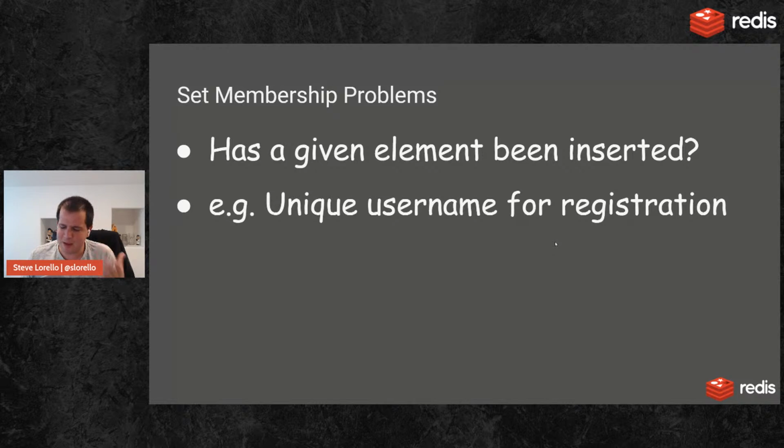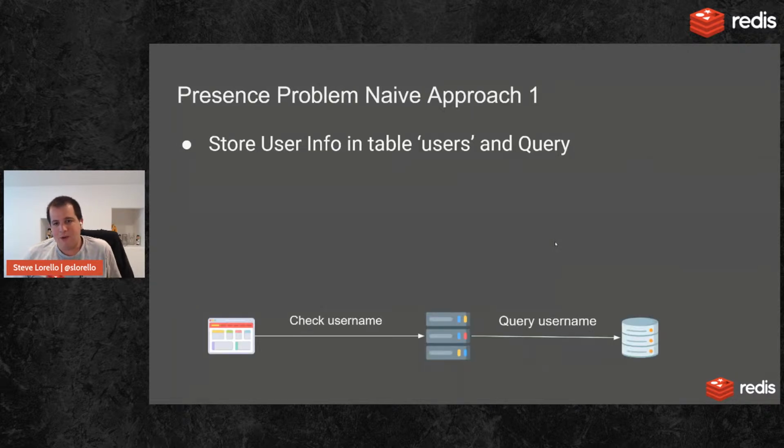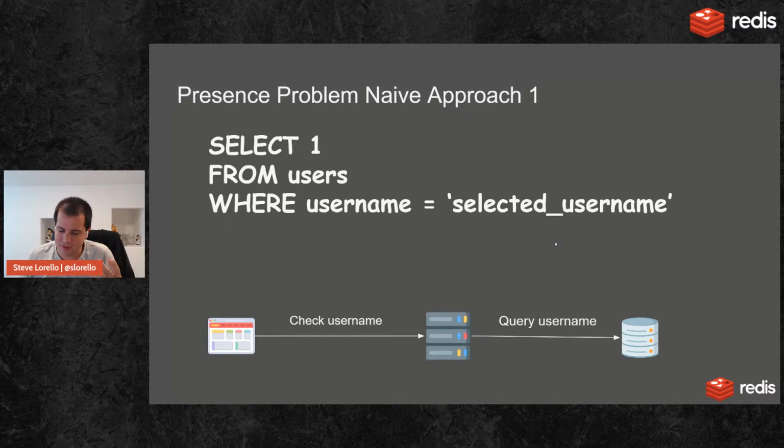Set membership is basically asking the question, has the element in question been inserted yet? For example, you might have a system that requires a unique username and email before you're registering for the service, any sort of account. A naive approach to solving a presence problem would be to store all the user information in a table for users and then query that table. It's pretty simple, and if you're working with a small set of data, this is definitely a pretty decent way to go. You would insert the users, and then you would just do a select one from users where username equals the username. And if it's present, then you know that this is present.